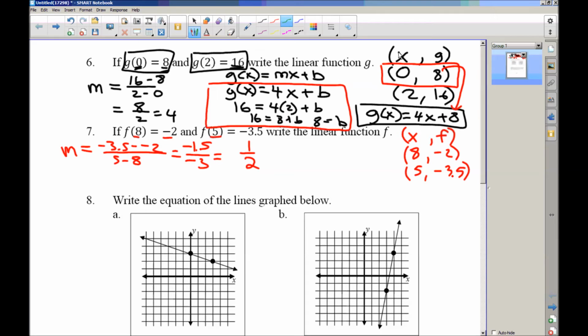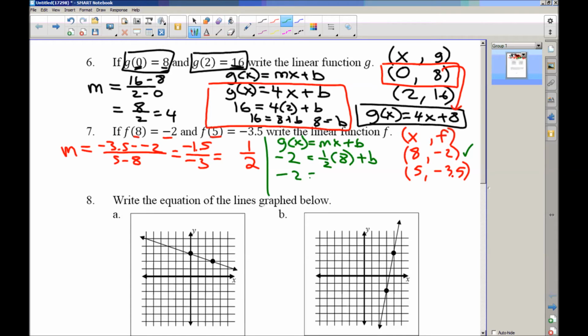I got to get the y-intercept. All right, so in place of this g of x equals mx plus b, I'm going to plug in some things. I know the slope is 1/2, so I'll put 1/2 here. I'm going to pick one of these ordered pairs, so I'll go with the first one because it has all whole numbers. So the output -2 happens when the input is 8, and now I can solve for b.